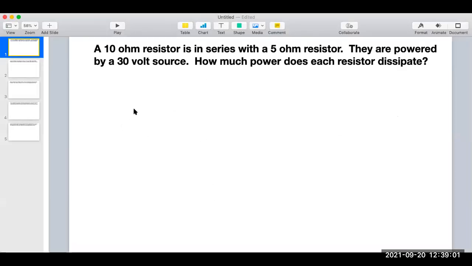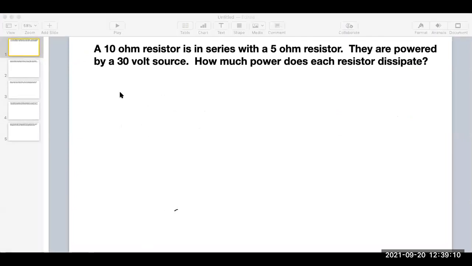I think it would be worthwhile to warm up a little bit with some review of something we worked on last week. So we got a 10 ohm and a 5 ohm. And a 30-volt source. I would recommend first figuring out the current through the circuit, and then using that to find power.